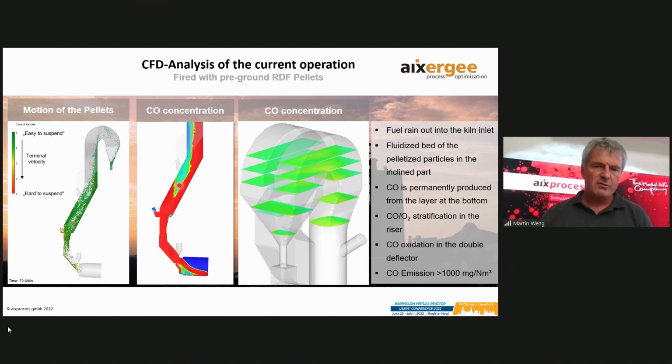And if you look further to the upward flow, then you see there is a clearly segregated flow and a kind of stratification of CO and an O2 rich streak. So there is no real mixing in the riser. And that is the reason for these bends and kind of post-combustion chambers, to induce turbulence. So you see there is some CO oxidation in this double deflector, but still the CO emissions are beyond 1000 milligrams per normal cubic meter.